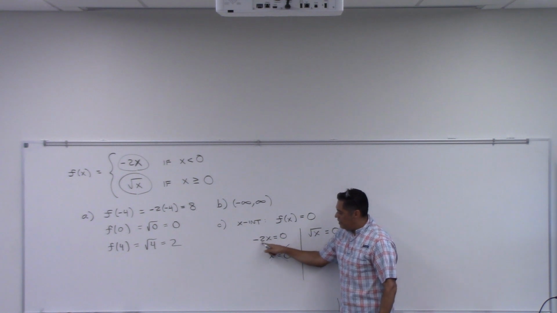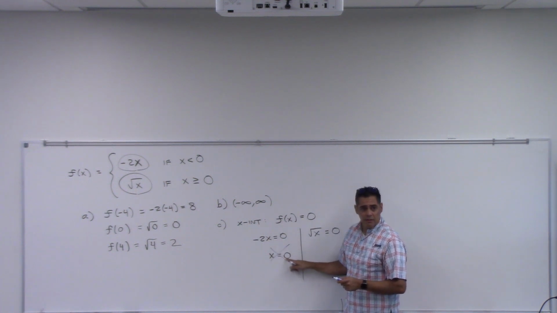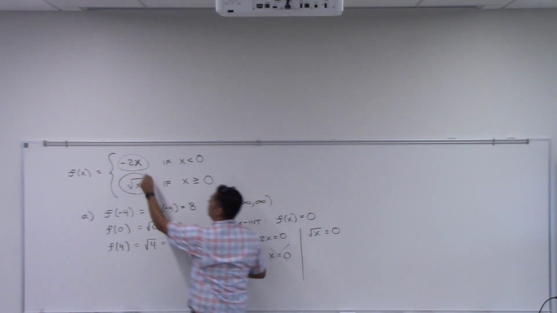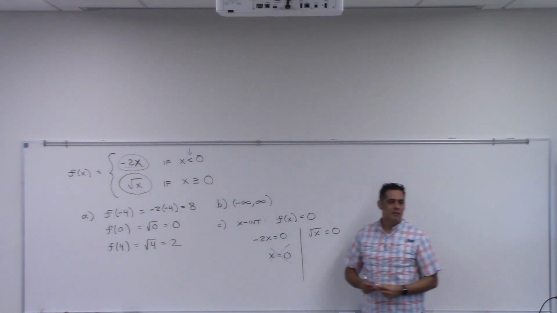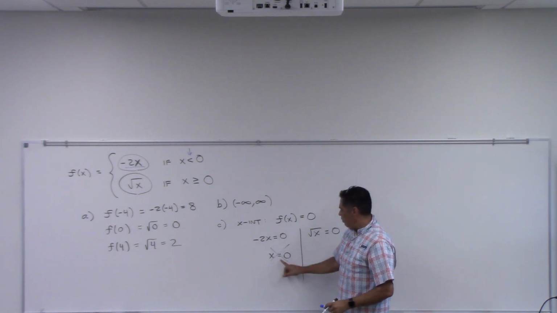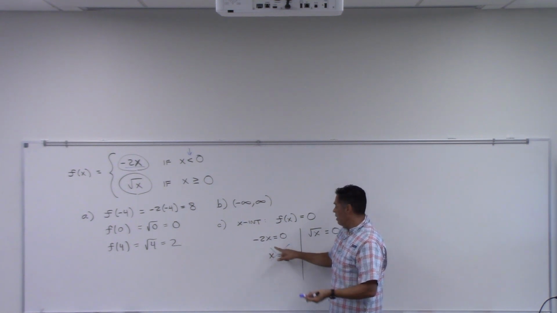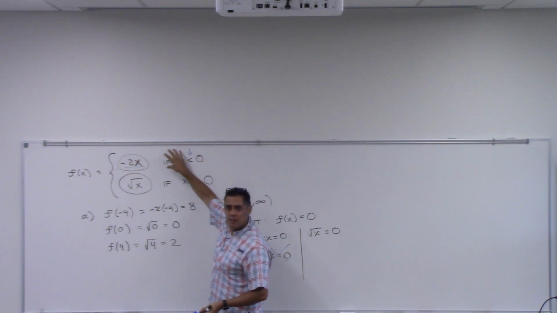For this to be 0, we need to plug in 0 for x, don't we? But when we're looking at this function, are we allowed to plug 0 in? No, we're not. You see, that's why I'm throwing it out. Because even though plugging in 0 to this would make it 0, 0 is not in the domain of this piece. You see? So I throw it away.